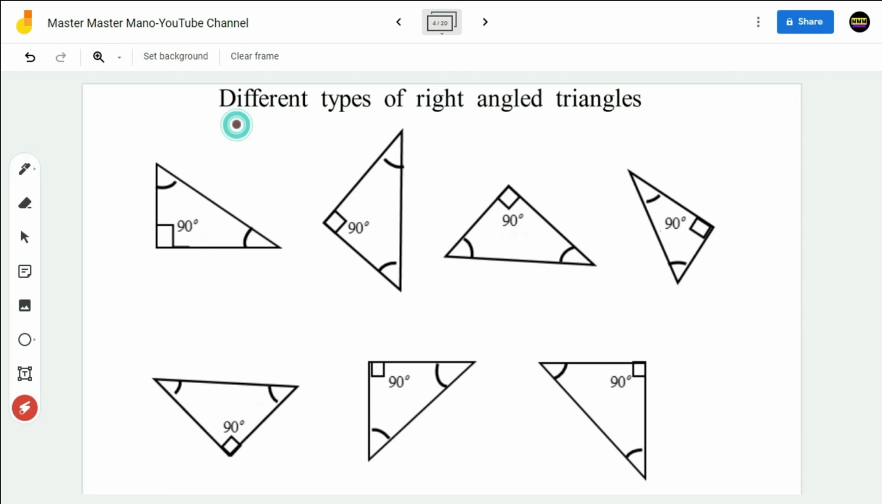Different types of triangles have been drawn below. The highlighted angle is 90 degree. Each triangle is having 90 degree as one of the angles. Therefore, all these triangles are right angled triangles.